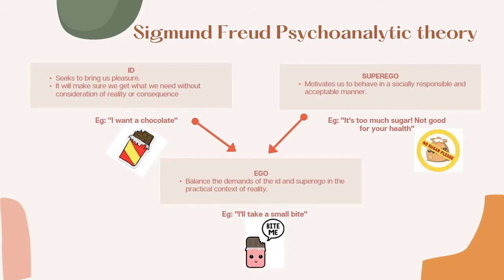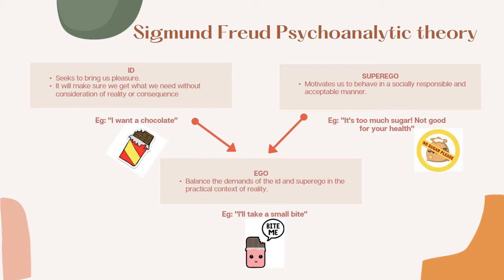And then we have superego. It motivates us to behave in a socially responsible and acceptable manner. And then the last one is ego. It balances the demands of the id and superego in the practical context of reality.